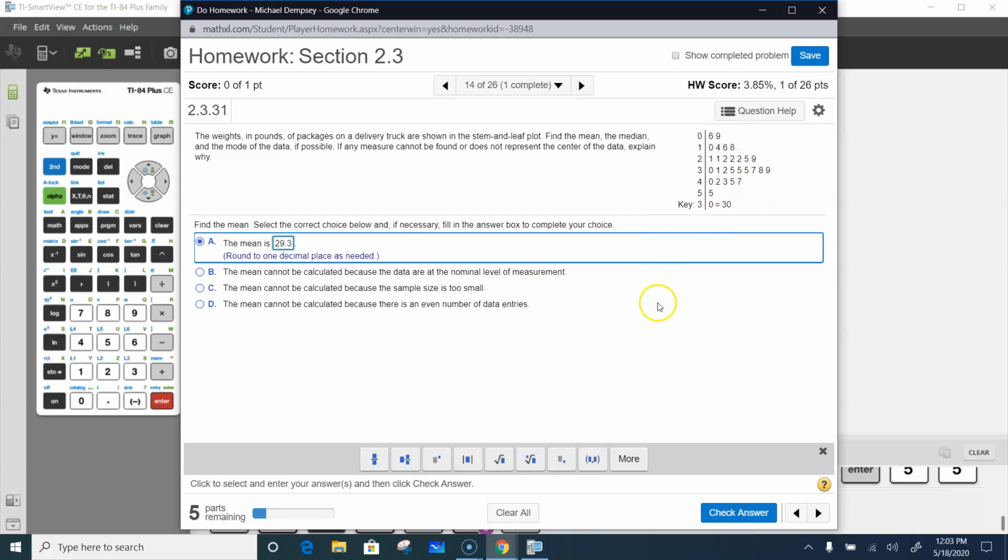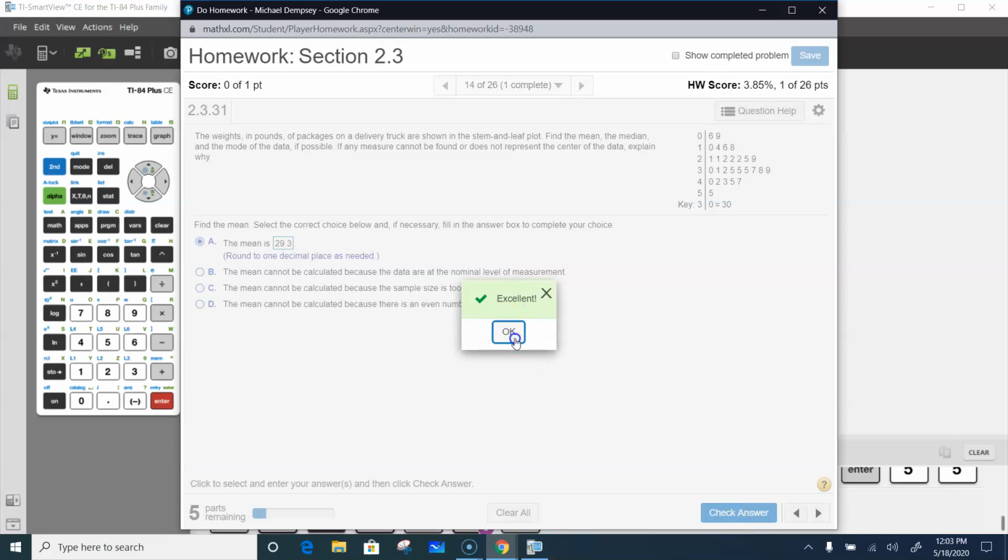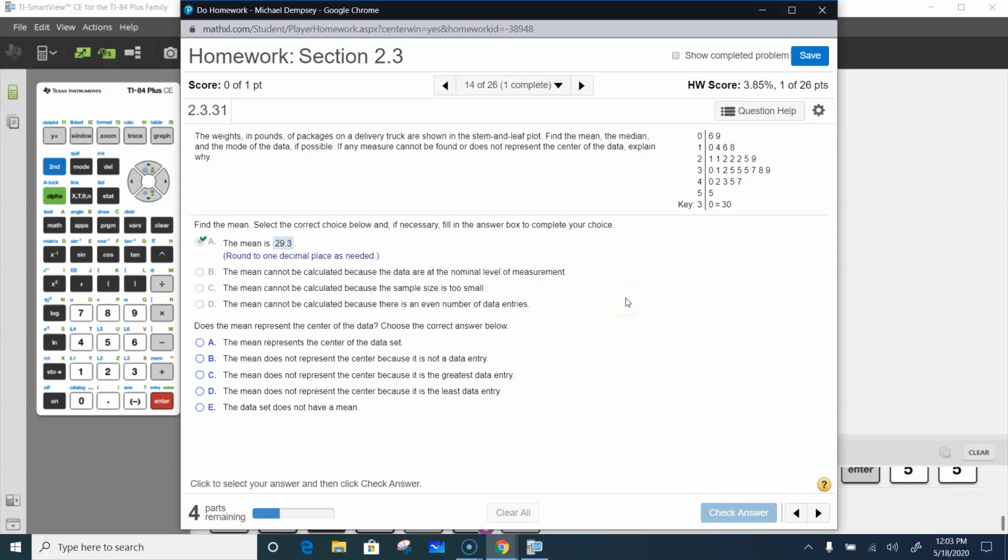Okay, that seems reasonable, so hopefully I didn't type anything in wrong. We'll find out in a second. Yay. Okay, so make sure you take your time typing the numbers in. That's a place where you could get one of those wrong.